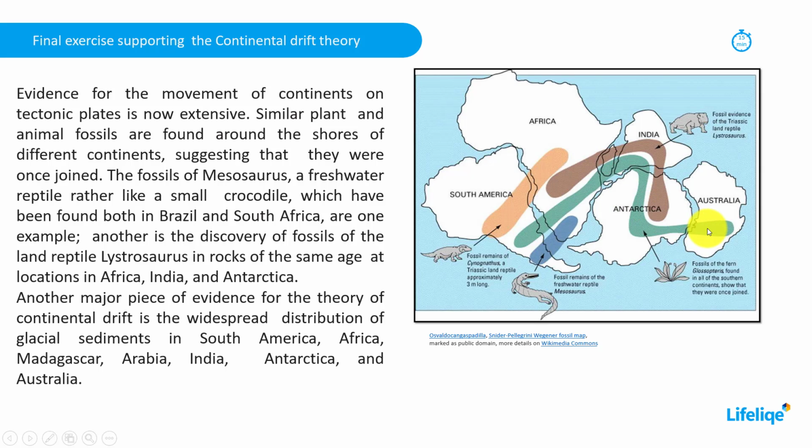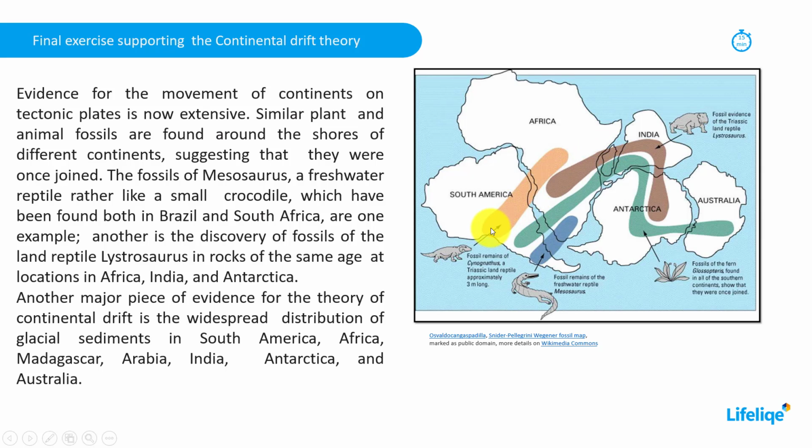And so the theory was that at one time these land masses were connected because biologists determined that there was no way that these animals could have crossed the large ocean basins that we see in our current global status. And another major piece of evidence for the theory of continental drift is the glacial sediments that are found in the different areas like South America, Africa, Madagascar, which is an island off of Africa shown here, and Arabia, India, Antarctica, and Australia.